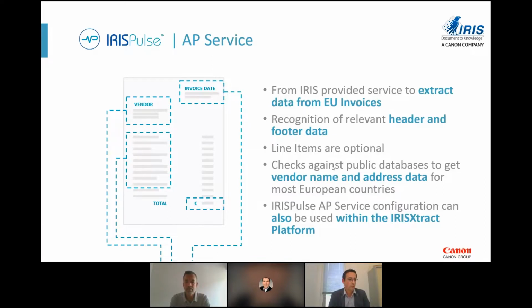The beauty of the service is also that it is compatible with some of the public databases, so we can automatically retrieve the vendor name and the address data. So no need to pre-configure it with your own vendor list. We can automatically extract them, and a configuration that you set up in this service could be directly available on your Iris Extract platform. So both the service and Iris Extract are compatible with each other. This is something that is brand new.